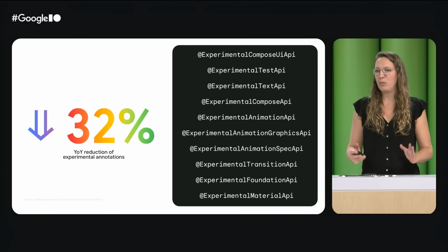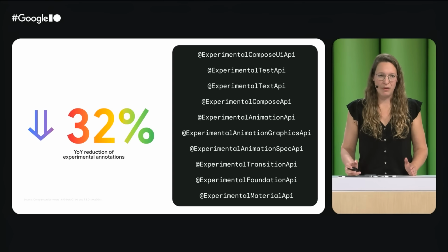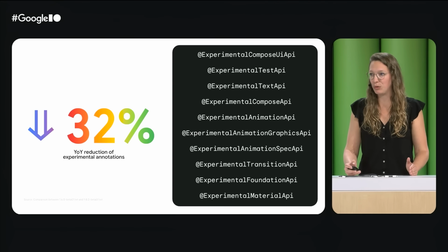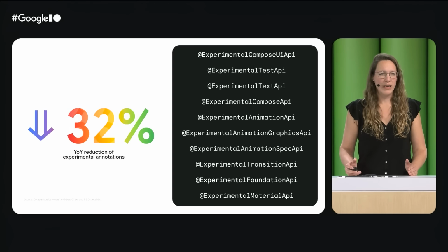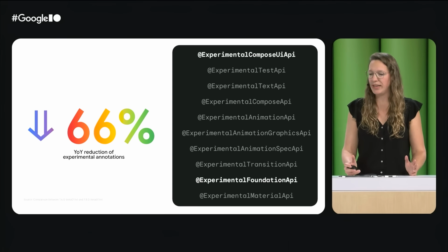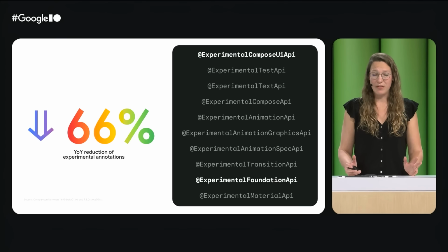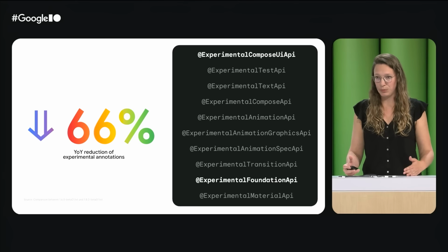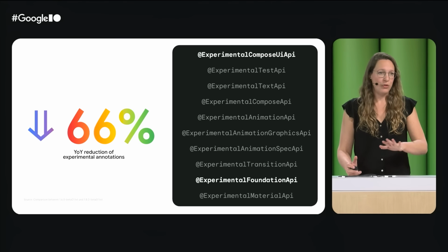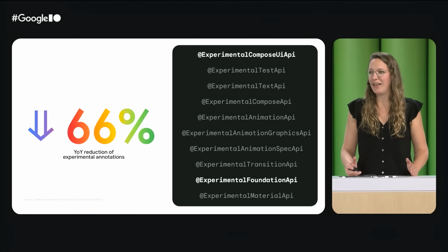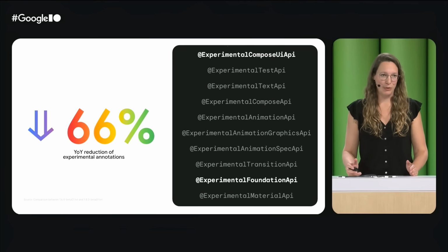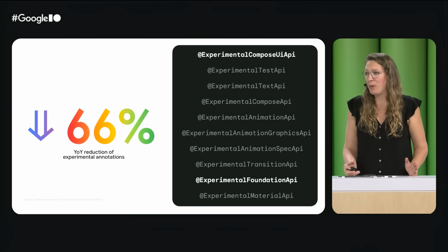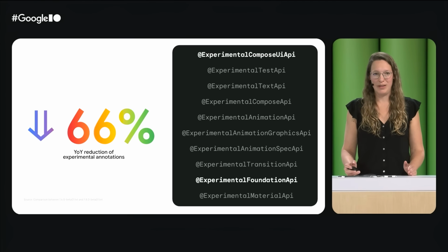So with that, we reduced 32% of the experimental APIs over the course of just 1 year. And looking at some of the biggest contributors, Foundation and Compose UI, that number even increases to 66%. So this should give you much more security in using stable APIs when you're using Compose. And also, we plan to remove even more of those in the future as well.